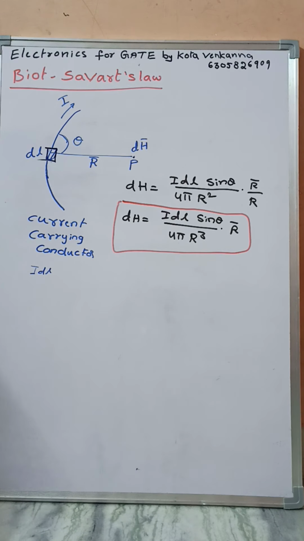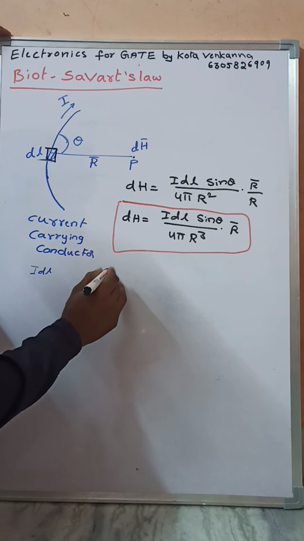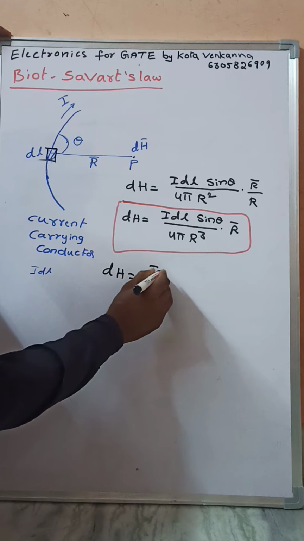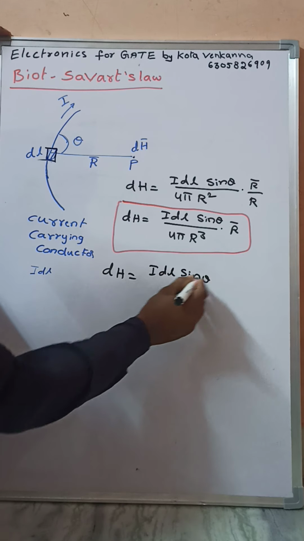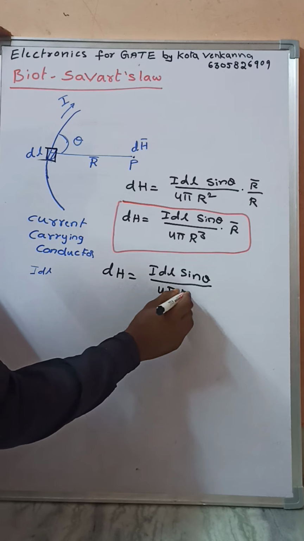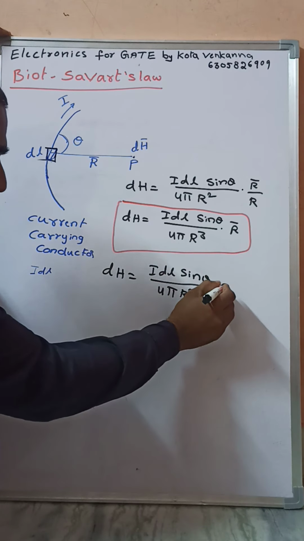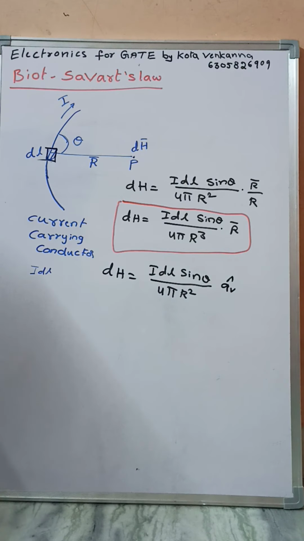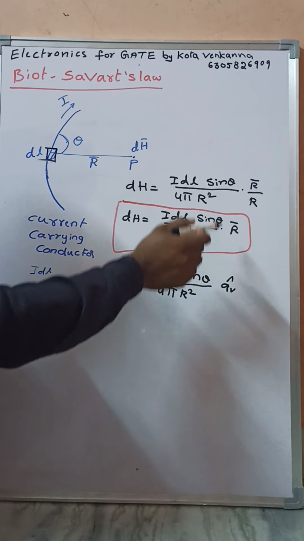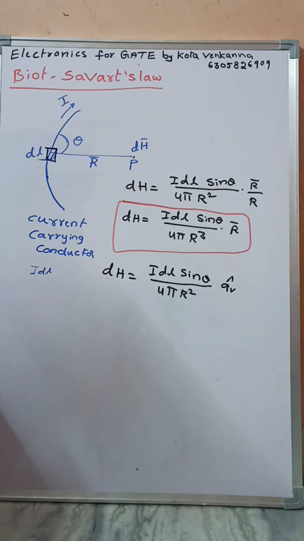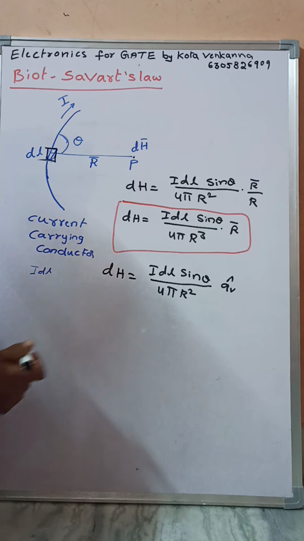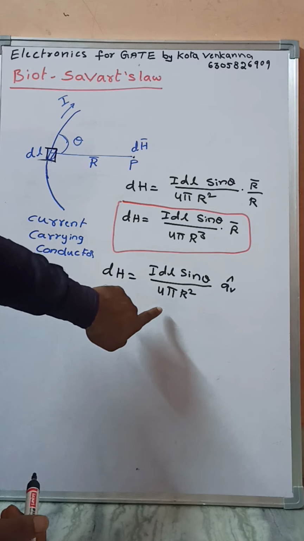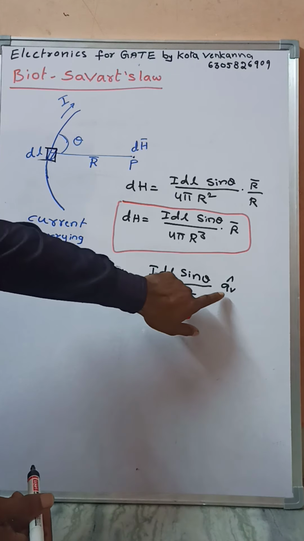Then, how can it be written in integral form? Before going to the integral form, the basic equation is dH is equal to I dl sin theta by 4 pi r square into AR. This is the basic equation. Here AR is written as R bar by R. R is the vector quantity.